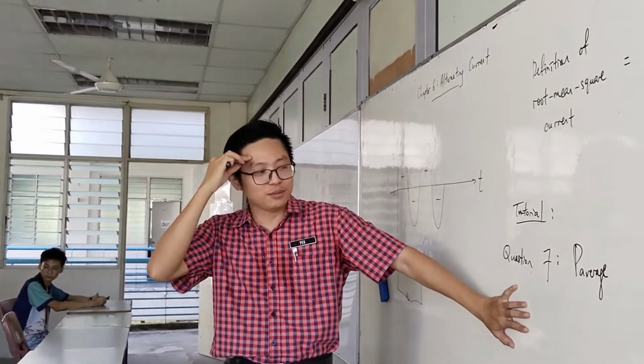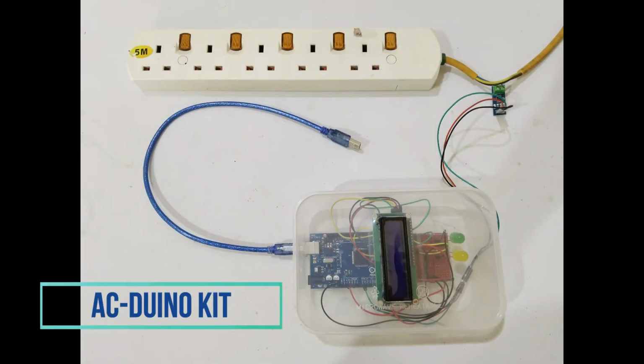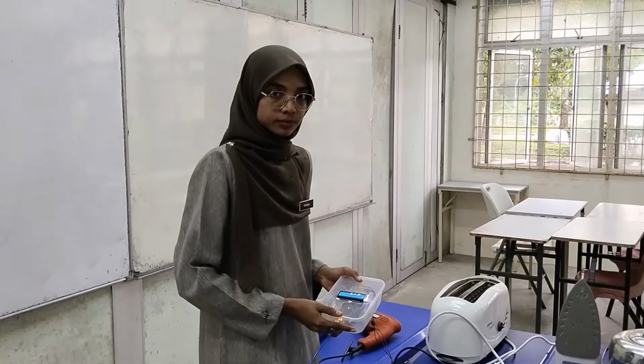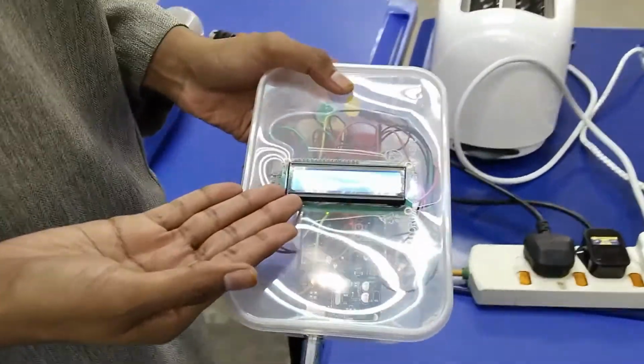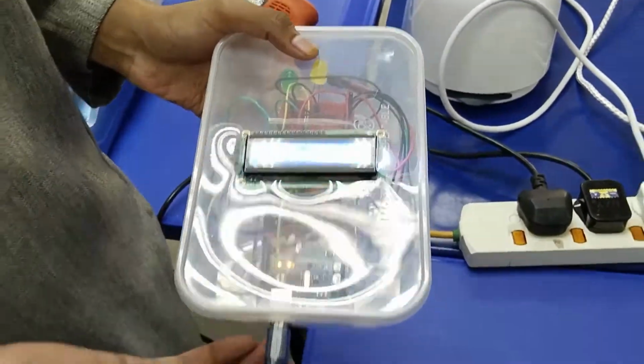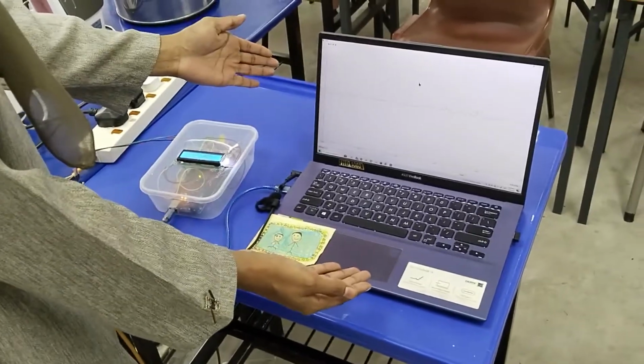Students are forgetful about the definition of root mean square current because they just memorize from lecture note. To address the problem, we have created AC-Duino Kit. This kit uses an Arduino microcontroller where its value can be displayed in an LCD and also in the laptop screen.